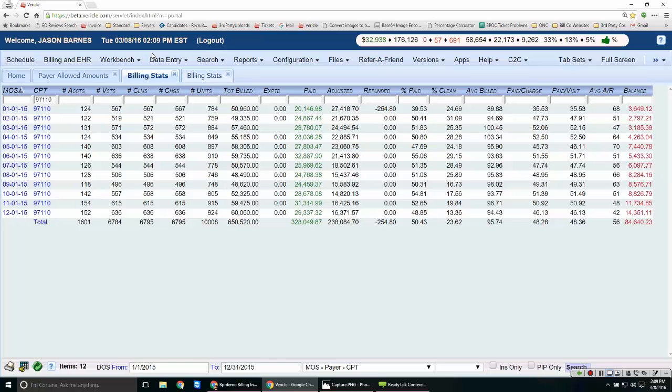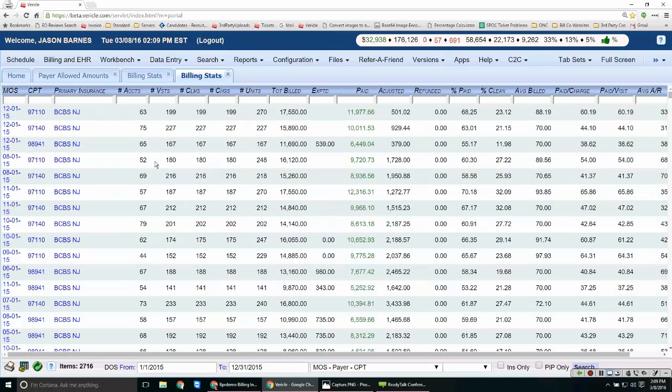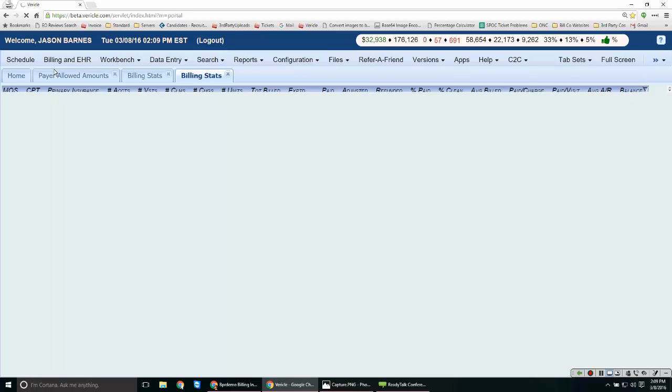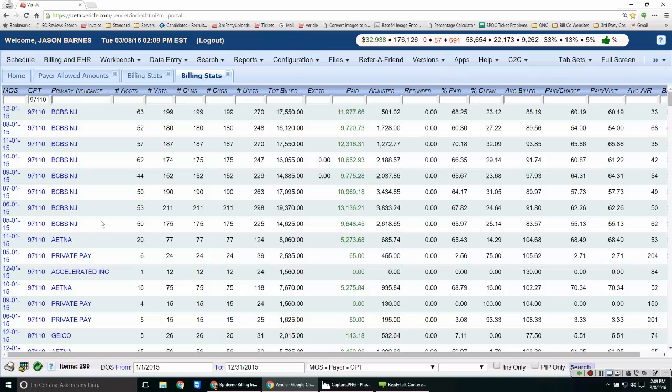Let's take it a step further with another way to slice the information. How much am I going to get paid for a 97110? I ran the same exact billing statistics report, but I chose 3 columns of information. So not only am I looking at month of service and CPT code, but now let's just say I want to look at my Blue Cross Blue Shield claims.